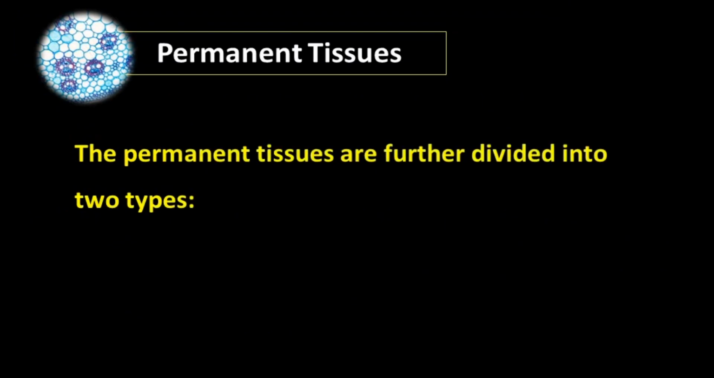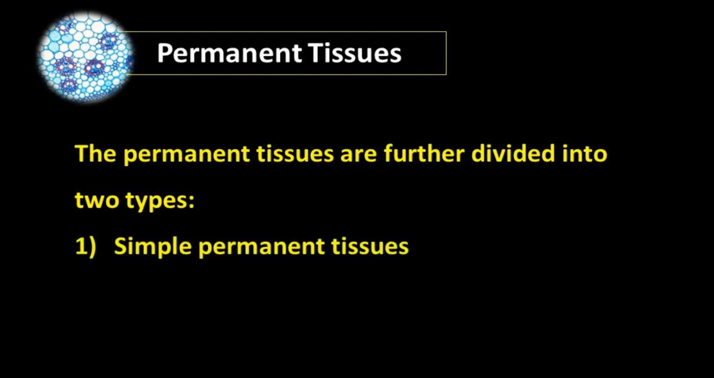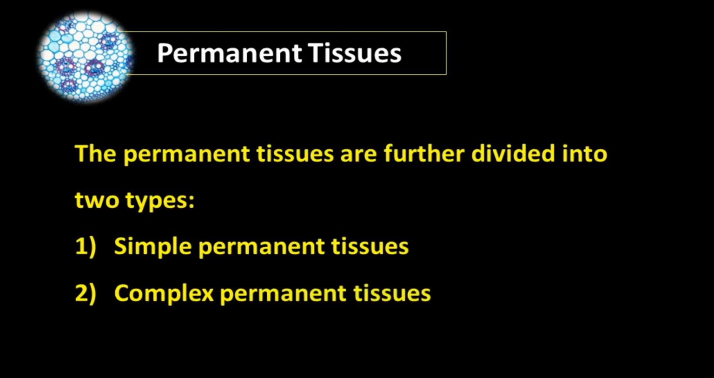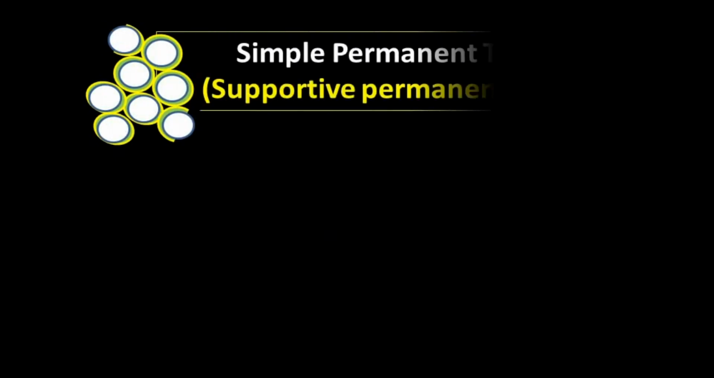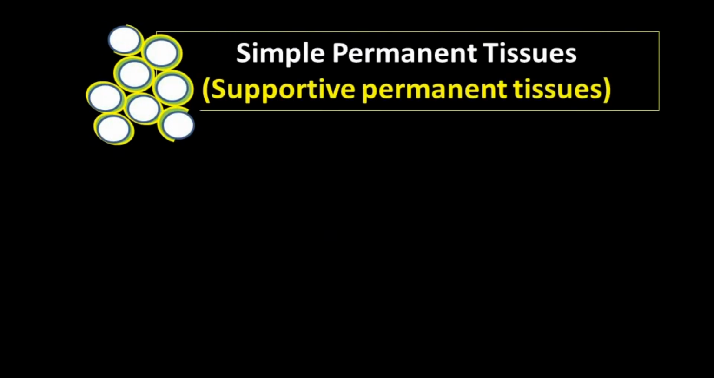The permanent tissues are further divided into two types: simple permanent tissue and complex permanent tissue. These are two types of permanent tissues. Let's see simple permanent tissues. These tissues are also known as the supportive permanent tissue.